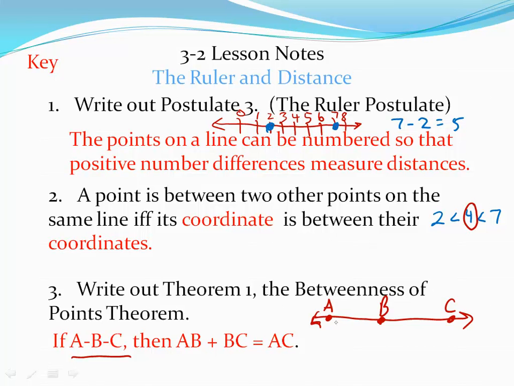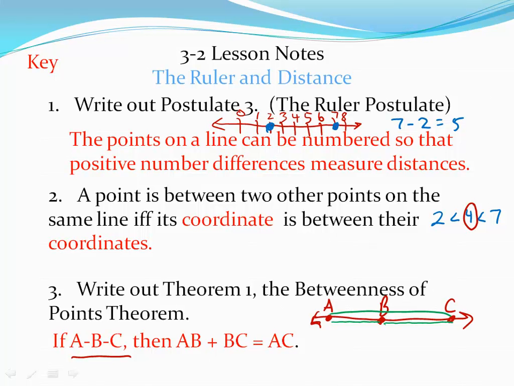So what they're saying is AB plus BC equals AC. Right? And that's quite obviously true. So if B is between A and C, then AB plus BC equals AC. This is the betweenness of points theorem.